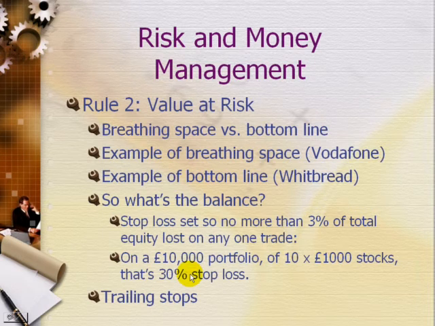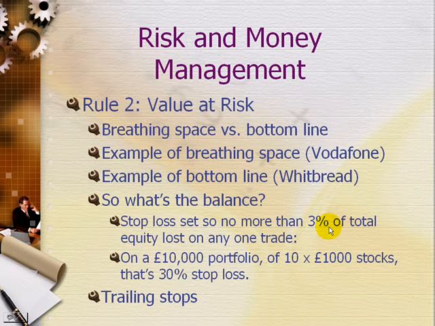Why 30%? Because £300 is 30% of £1,000. Let me take you through that all over again. You should have a risk management policy where the stop loss should be no more than 3% of your total equity. In this case, the £10,000 portfolio, it should be no more than £300 lost on any one trade, maximum.